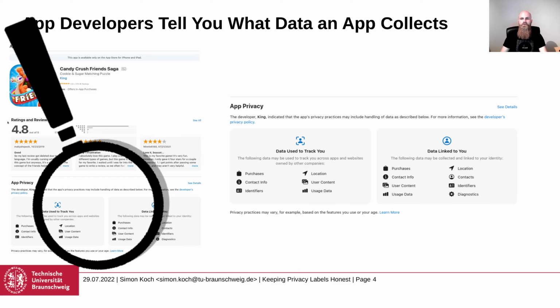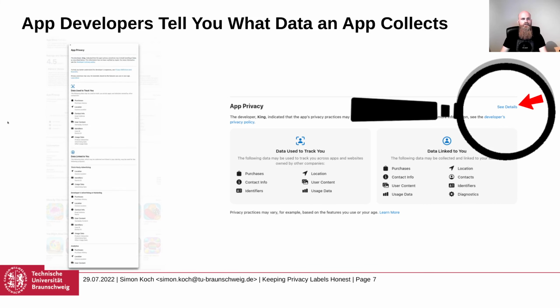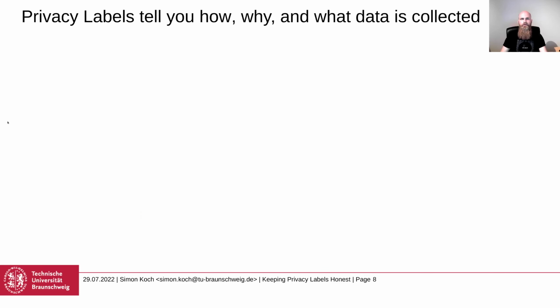However, this is only the coarse overview, and if you click on Details, you actually get a full overview. And as you can see, privacy labels potentially contain a lot of information concerning data that is collected from you, the user, while you're using the app. So what data is actually collected by an app and told by the privacy labels? Well, a privacy label can tell you this. It tells you how, why, and what data is collected.